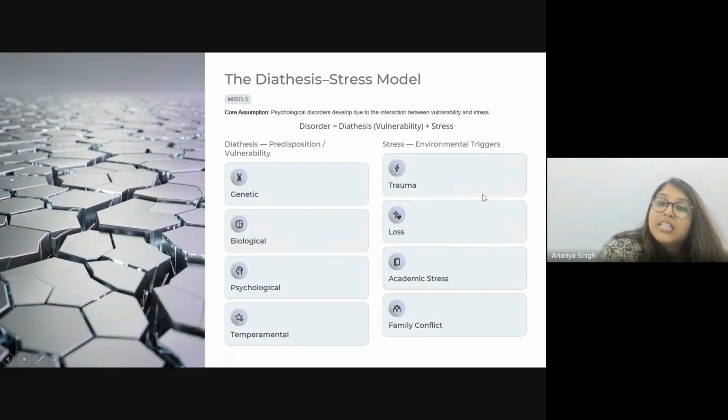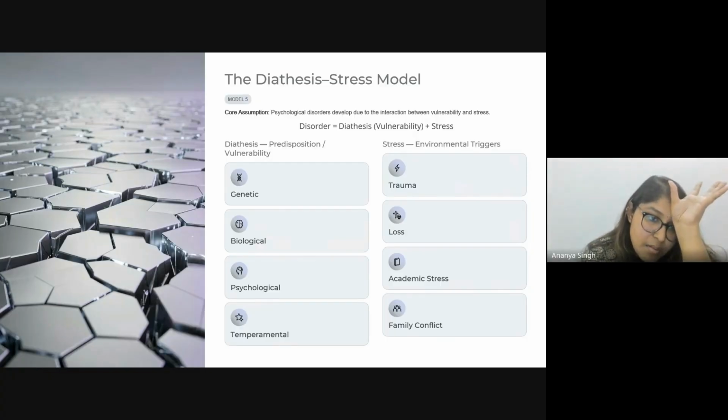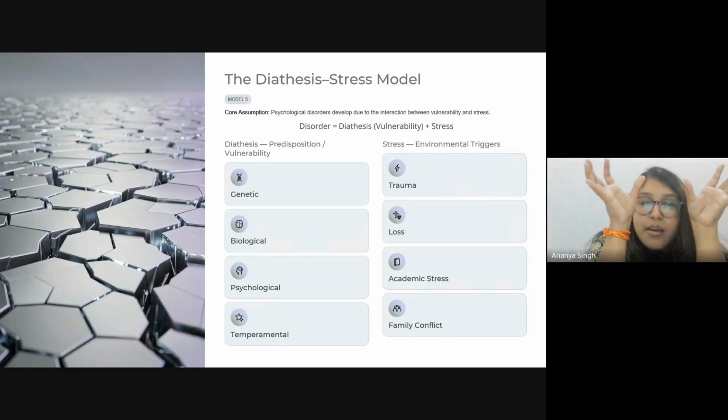Okay, the diathesis-stress model lastly. So what it says is that psychological disorders develop due to a diathesis, which is the vulnerability, and then there is environmental stress. Neither can produce psychopathology alone. It comes as an interaction of both.